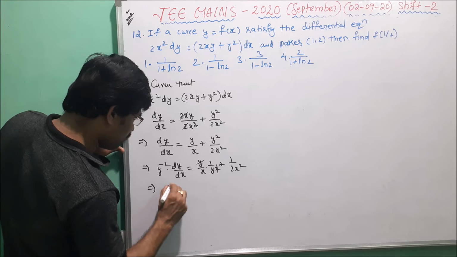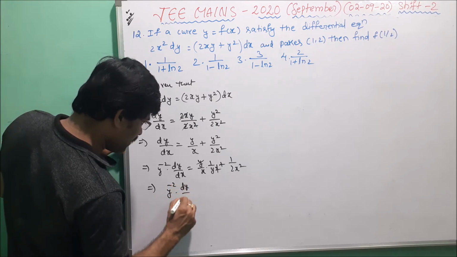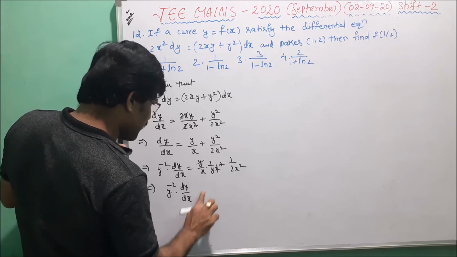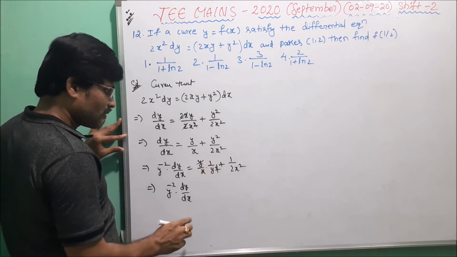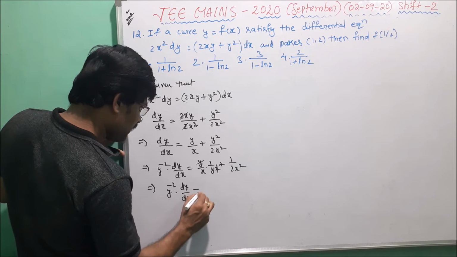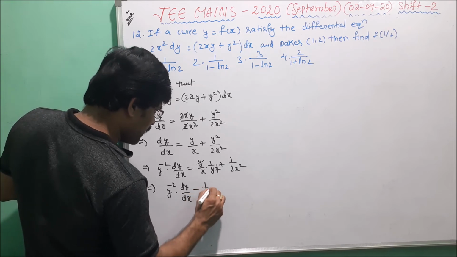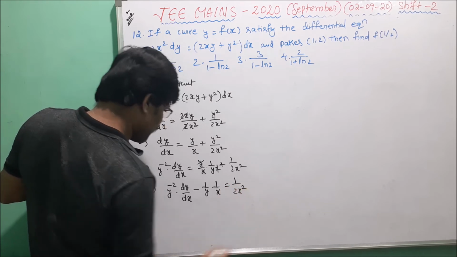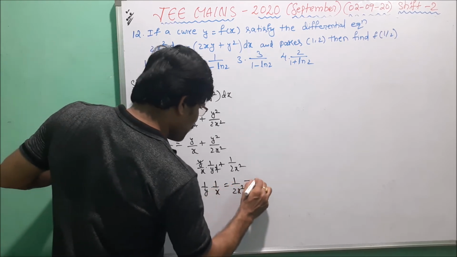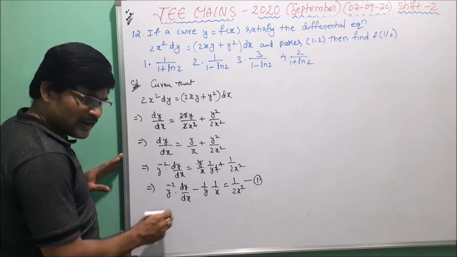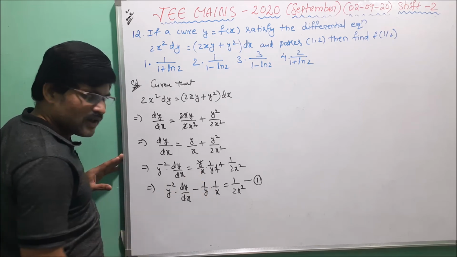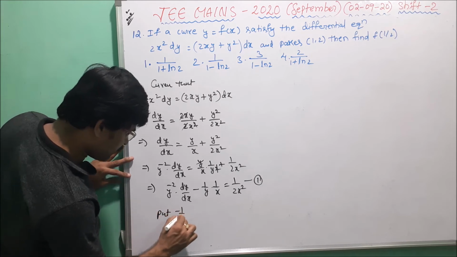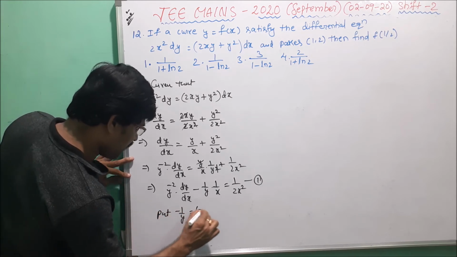Now here we write y^(-2) dy/dx. In this, we take this term to the left side, that is minus (1/y)(1/x) equals 1/(2x²). This is equation number 1. Here let us consider minus 1/y equals some t. Put -1/y = t.